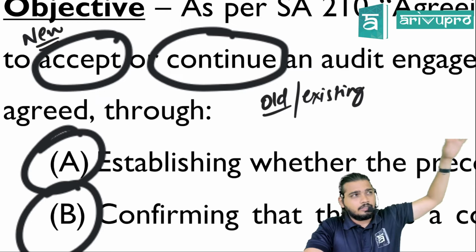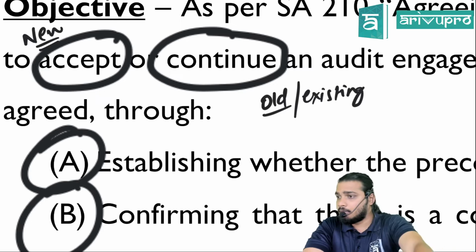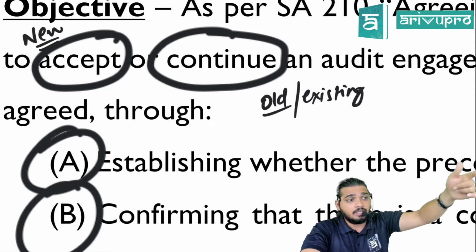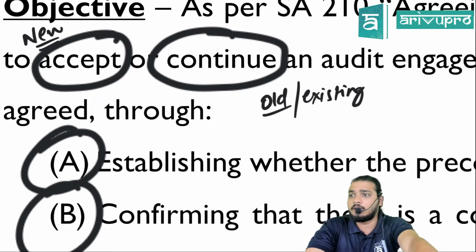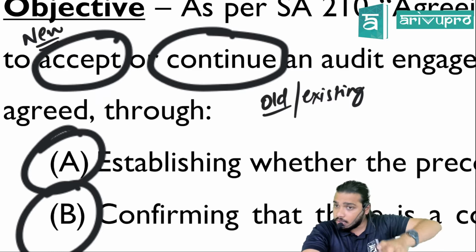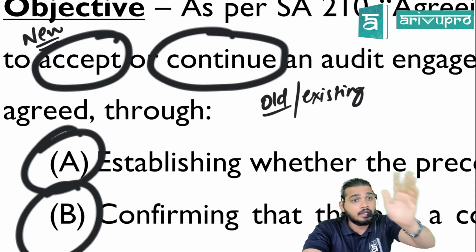Last year I did the audit. This year also I am doing the audit. If the client's behavior changes, if the client's terms and conditions change, SA 210 will come. Clear? So either while accepting a new client or while continuing the existing client, in both the scenarios, SA 210 will help you. Understood? Clear?